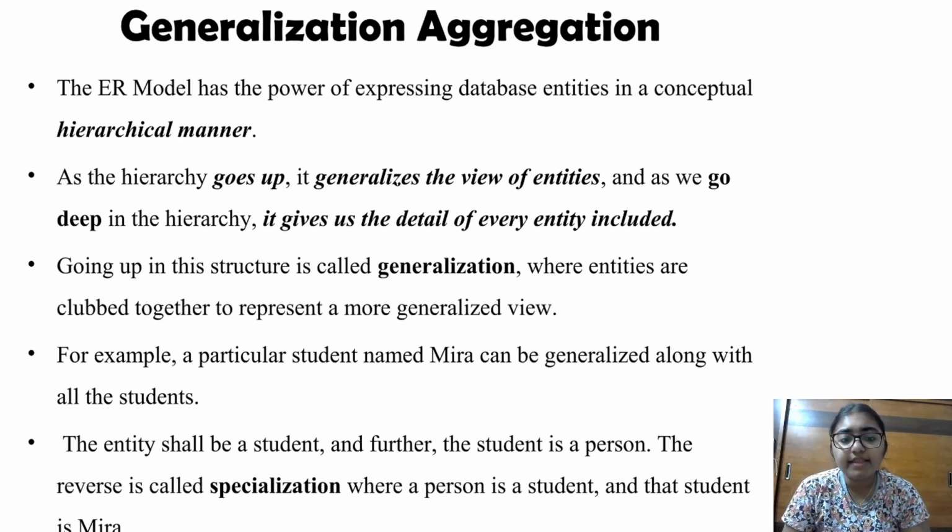Going up in the structure is called generalization, where entities are clubbed together to represent a more generalized view. For example, a particular student named Meera can be generalized along with all the students. The entity shall be student, and further the student is the person. The reverse is called specialization, where a person is a student and that student is Meera.